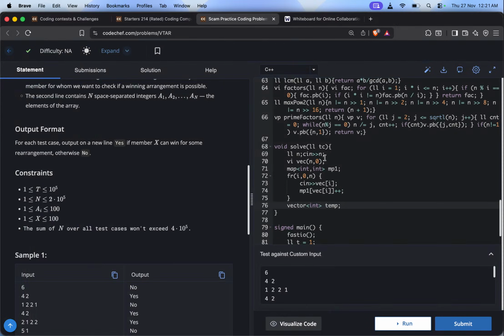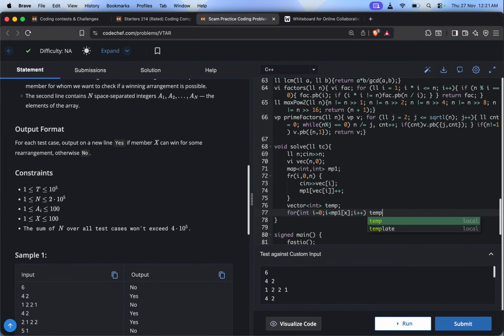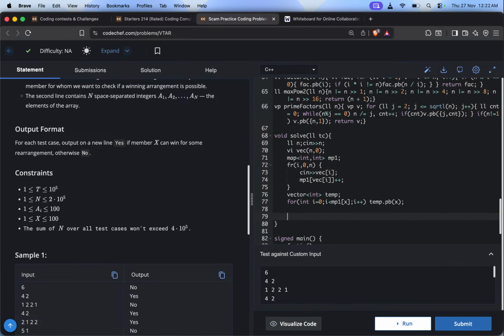So we create a temporary array for that construction. First, what do we do? Insert all the x's. How many x's are there? It is equal to mp1 of x. Push that inside our temporary array.